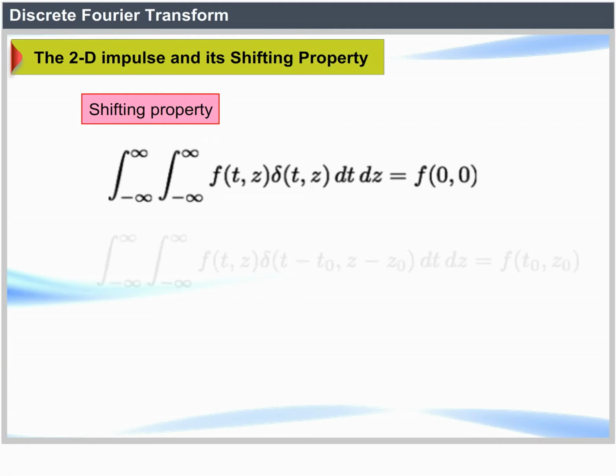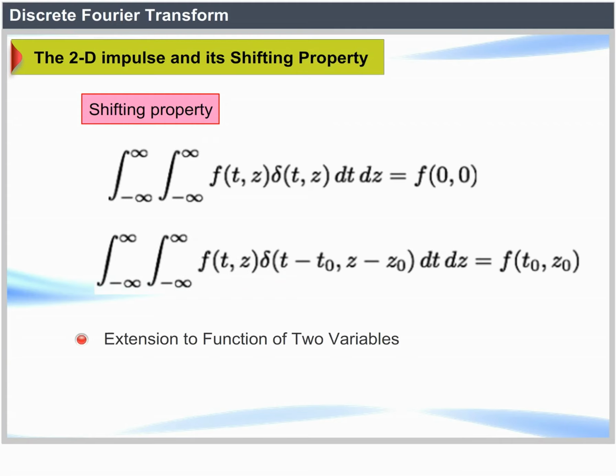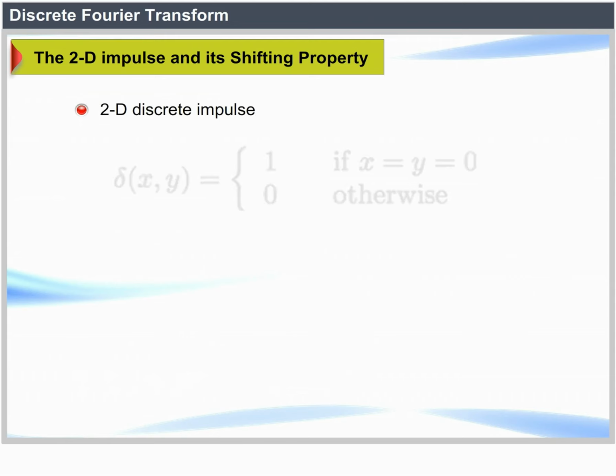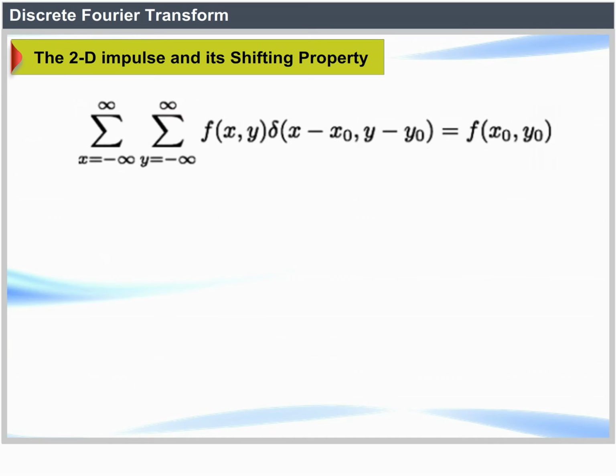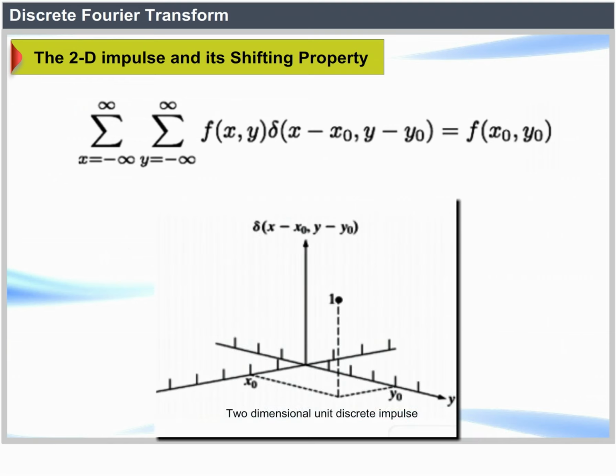The 2D continuous Fourier transform pair of f(t, z), a continuous function of two continuous variables t and z, is given by the equations which are shown on the screen. For example, obtaining the 2D Fourier transform of a simple function will be as represented on the screen.